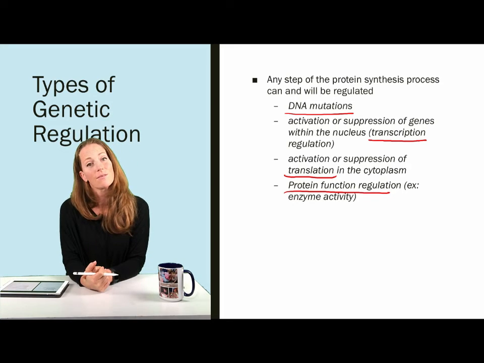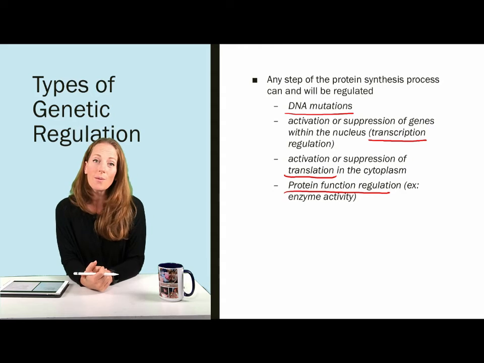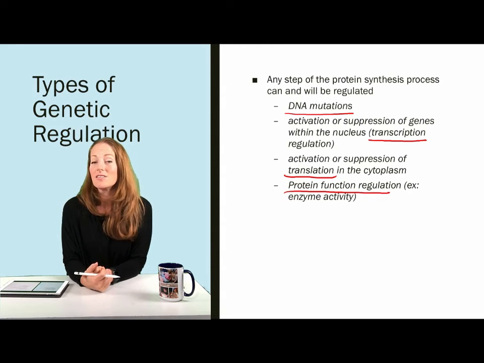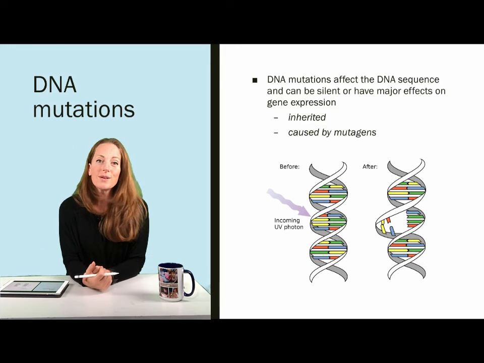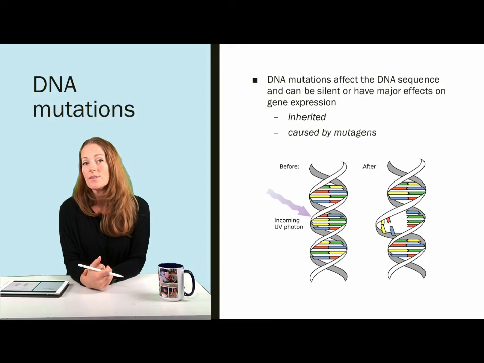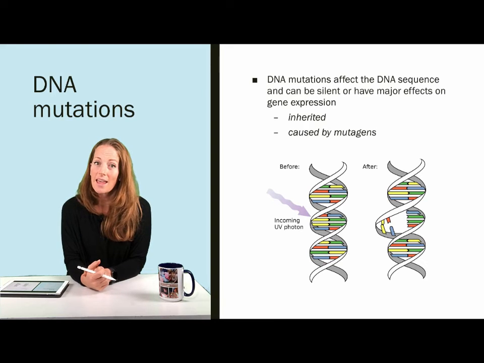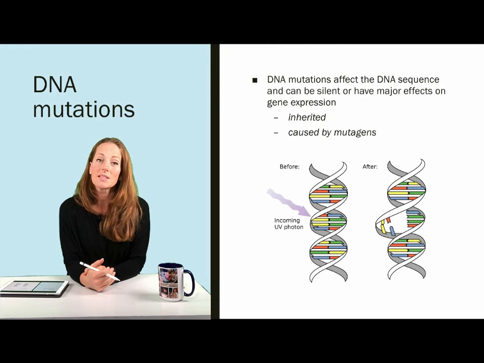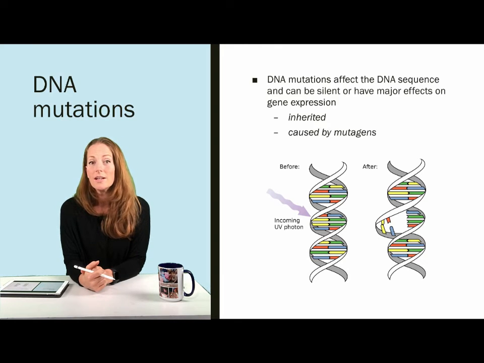So any level from the DNA sequence all the way to the function of the protein can create regulation of that gene expression. So first, DNA mutations. DNA mutations alter the sequence of the DNA. They can be inherited or they can happen because of exposure to mutagens. For example, UV light or a chemical mutagen exposure during the course of our lifetimes.